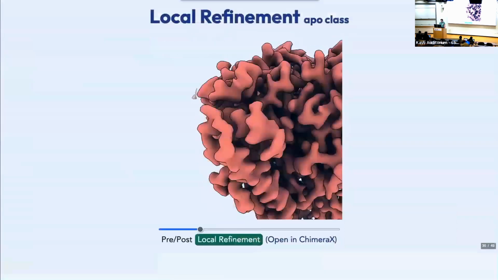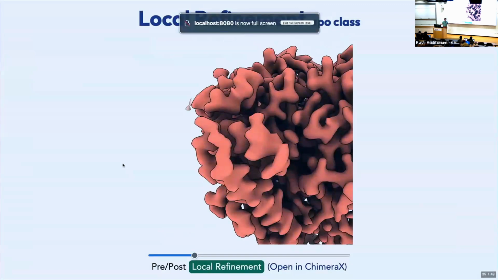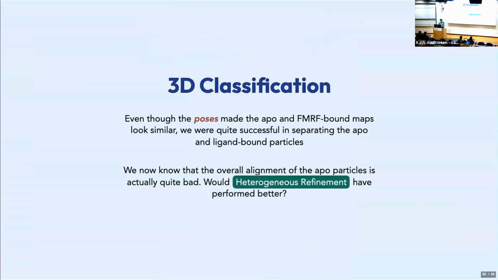So it turns out that we had successfully classified out our particles, but it was those leftover poses from when those particles were aligned to the ligand-bound state that were causing the map to be poor. Okay? So even though the map looked good when they were together, the poses were the problem, right? So the poses were the thing that made us pick 3D classification in the first place, right?